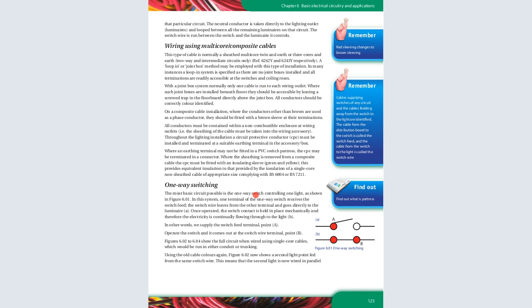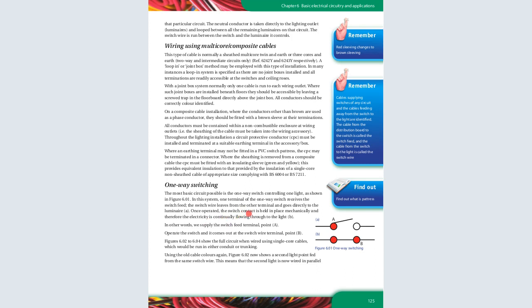Now we have one-way switching. The most common circuit possible is a one-way switch controlling one light, as shown in this diagram. You can see this is when the switch is open, and this is when it's closed. It's just one way, one gang. You can see how it appears.